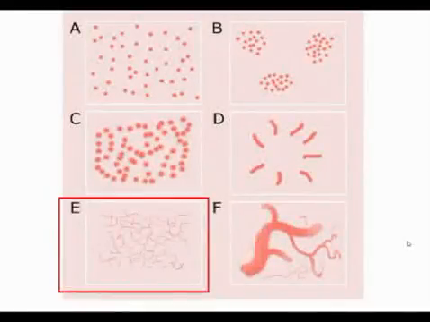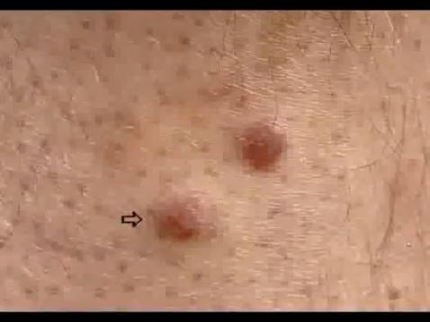This arrangement is rare. It's the reticular arrangement of vessels. It corresponds to the reticular pattern for pigmented lesions. I have one example here. Clinically and dermoscopically, you can see linear vessels in a reticular arrangement.